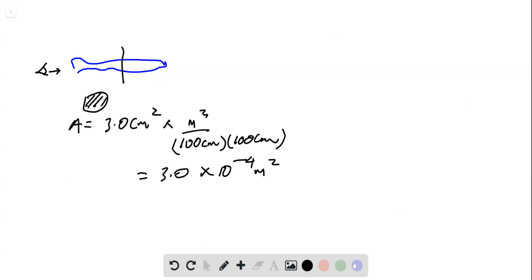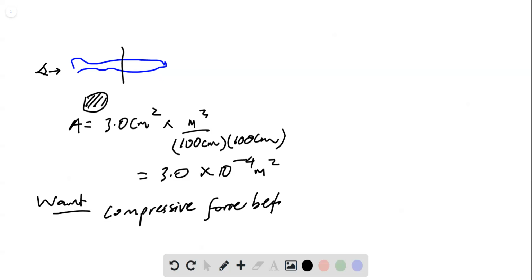We want to find out the compressive force before the bone breaks. That's what we want to find out in this problem.